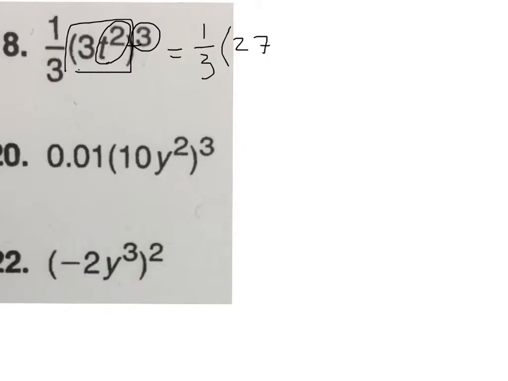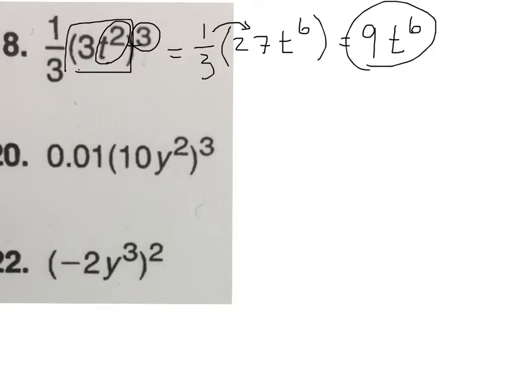When you have a power to a power, what do you do with the exponents? So that'd be t to the 6th. Now what we need to do is take this 1/3 and distribute it to the 27, right? What's 1/3 of 27? 9. So I've got 9 t to the 6th, and we're done simplifying that first one.